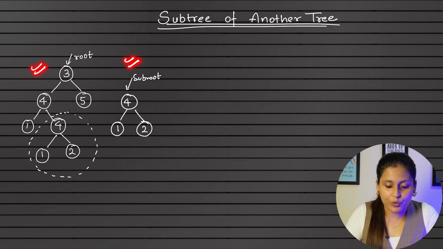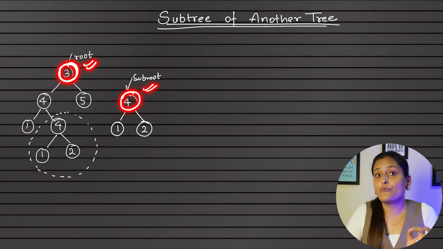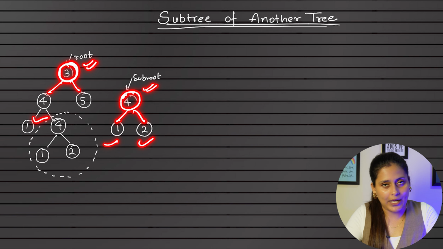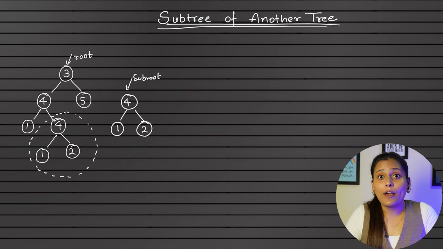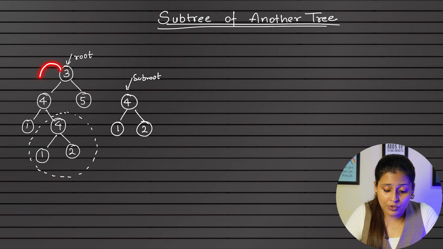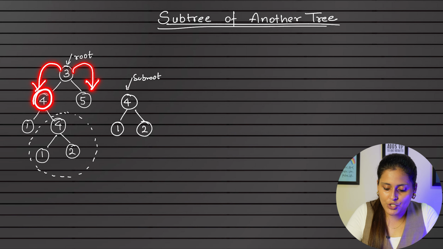So here we are having root and subroot. First, the very first approach is to check if our root matches with the subroot. If it matches, then we have to go for their left and right checks together. But in this case, 3 and 4 do not match. So our task is to check in the root's left part or root's right part. So in root's left part, we will match 4. Is the 4 matching? Yes.